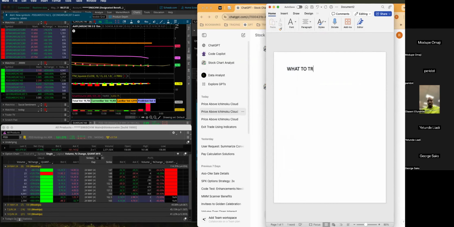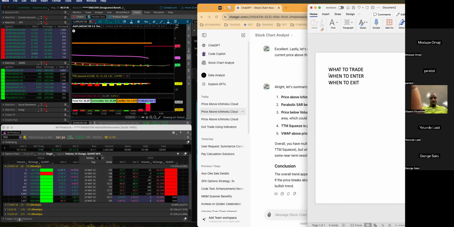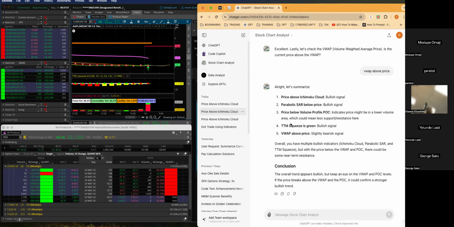What to trade, when to enter, when to exit. Okay, so the analysis now, this GPT answers these two questions. The first one is when to enter. So by describing what you are seeing here to GPT, it will give you this analysis. So this goes beyond, you don't have to wait on anybody to tell you or advise you what to trade. Just describe what you are seeing and you see what to do.